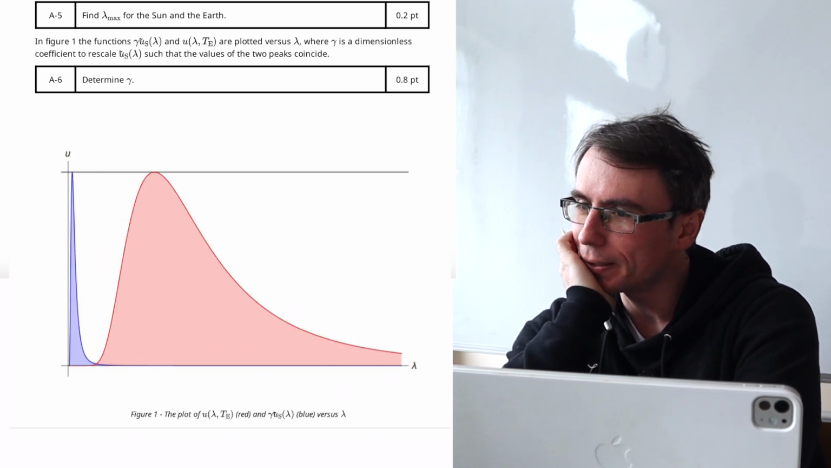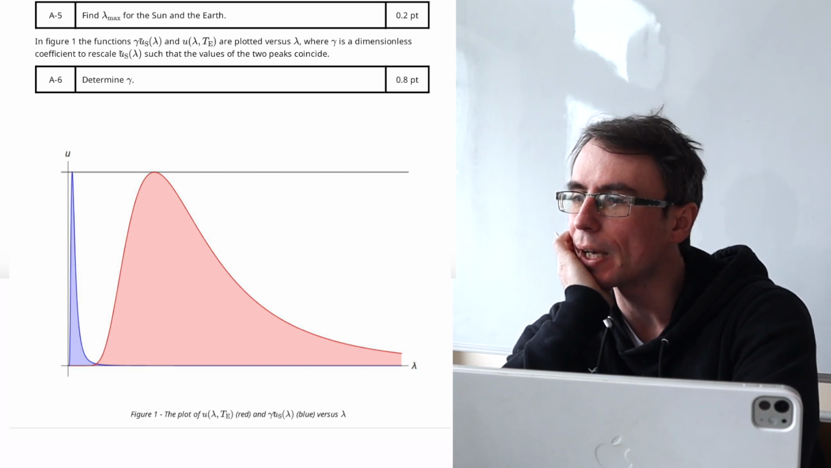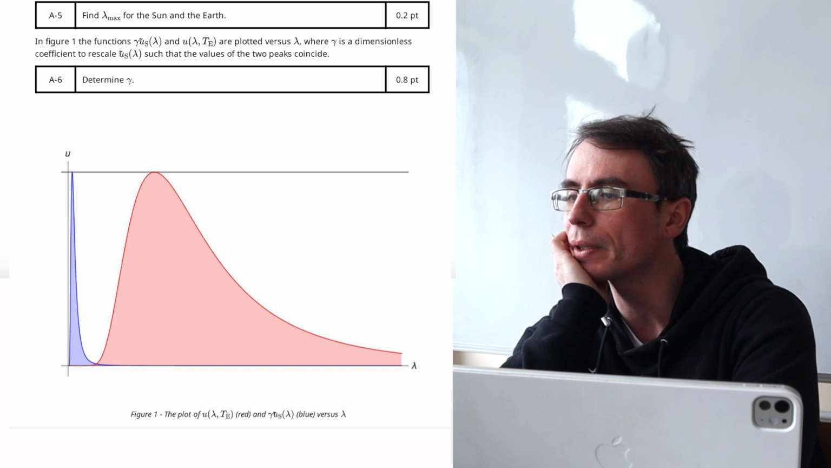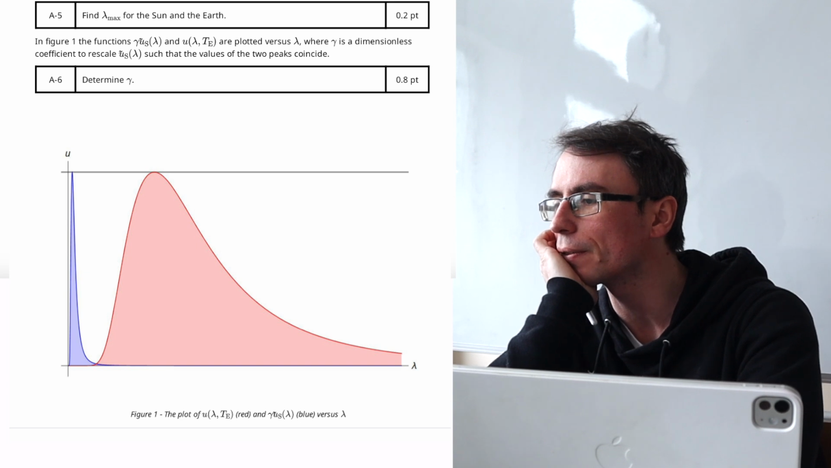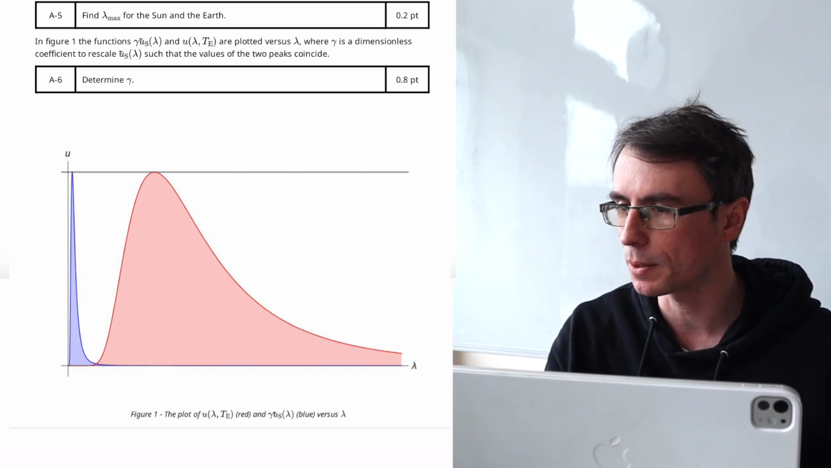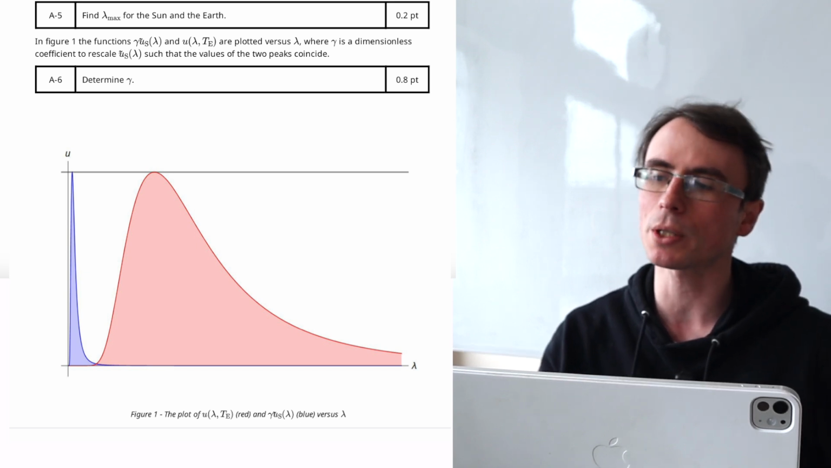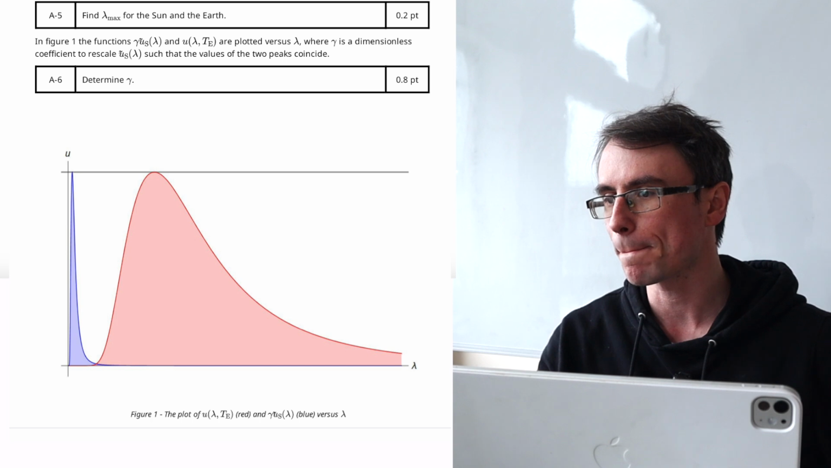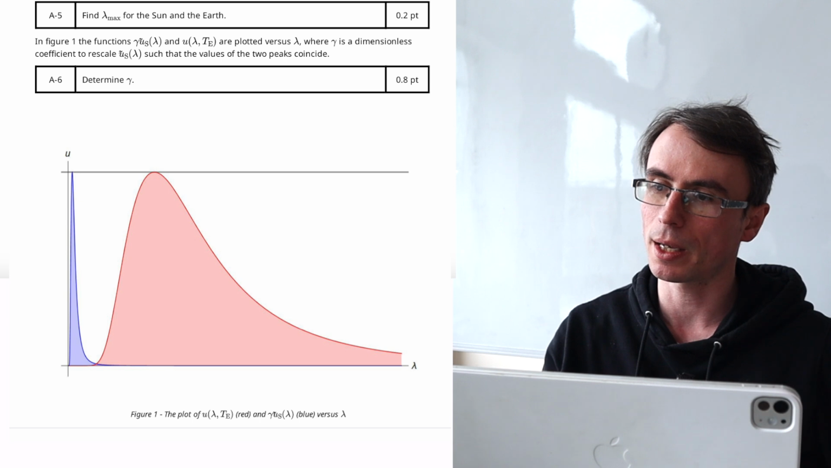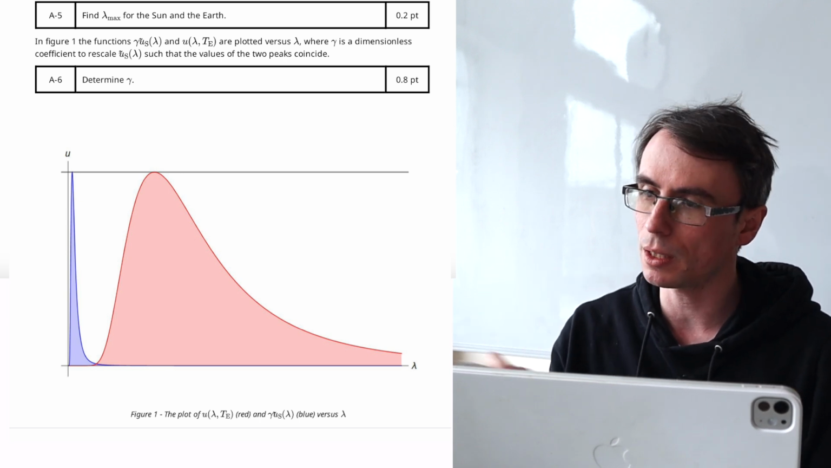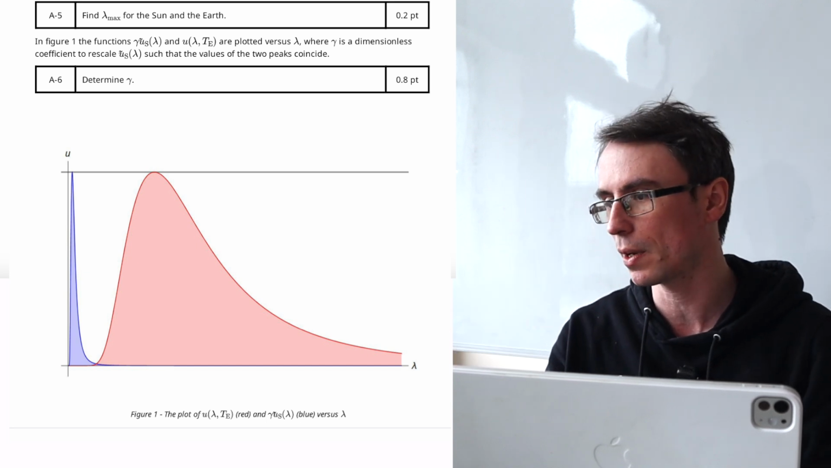In figure 1, the functions gamma u tilde s and u are plotted versus lambda, where gamma is a dimensionless coefficient to rescale, such that the values of the two peaks coincide, to determine gamma. I don't really enjoy rescaling, to be honest. So this question is kind of convoluted. It takes a little while to actually realize what is happening. But all this is trying to say is that here is this figure, and we've changed the spectrum of one of them so that the two peaks have exactly the same value.